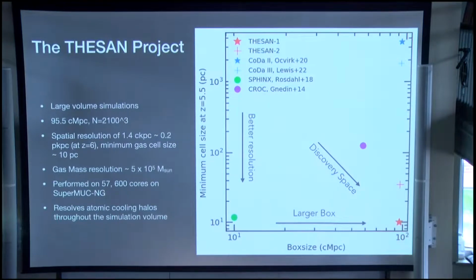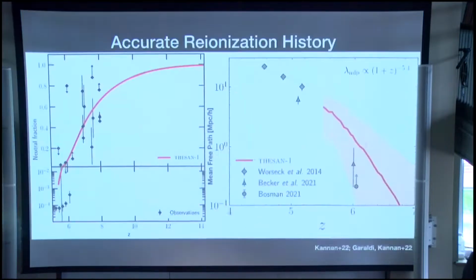And it's also great, as I said before, because here I plot, as a function of the box size of the simulation, the minimum cell sizes achieved at redshift 5.5. Most of the simulations either have very high resolution, and the penalty is a low box size, or a very large box size, and the penalty is a very low resolution, whereas THESAN here is at the bottom. And you get both. So that's the power of these simulations. These simulations reproduce an accurate reionization history. On the left, I show the neutral fraction evolution as a function of redshift, with the black points being the observations.